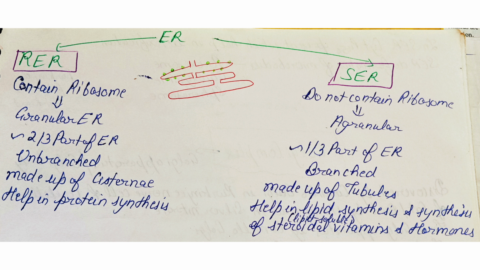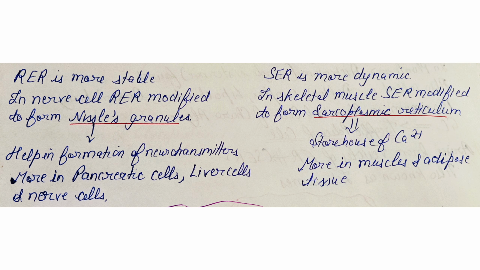Second is smooth endoplasmic reticulum, which does not contain ribosomes attached on it. The smooth endoplasmic reticulum, due to this, is known as agranular endoplasmic reticulum. It covers only 1/3 part of the endoplasmic reticulum. The SER is branched and made up of tubules. It helps in lipid synthesis and synthesis of steroidal hormones. RER is proteinaceous, so it is more stable than SER.